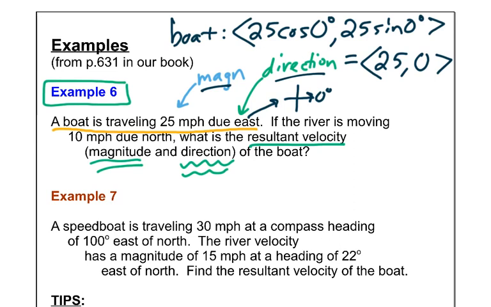So now let's move on. The next thing that has a movement is the river. Can you turn the river, using its magnitude and direction, into a vector? Let's try that.